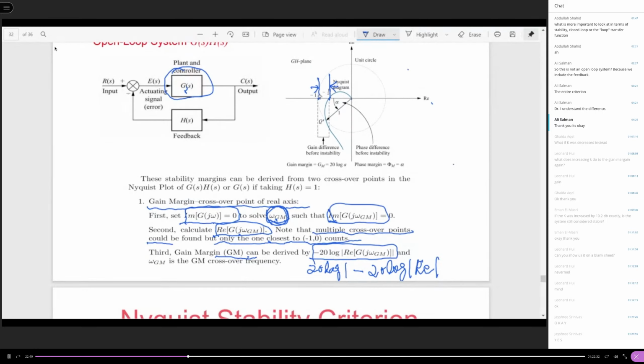So this point is what? Its absolute value is 1. That's why you have 20 log 1 here, and then minus 20 log of the absolute value of the real part at this point. So you measure the distance between these 2 points in dB, and that is it. The 20 log 1 gives you 0, so that is the formula to calculate your gain margin.